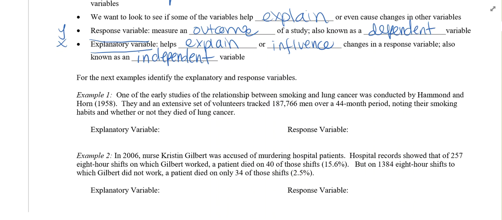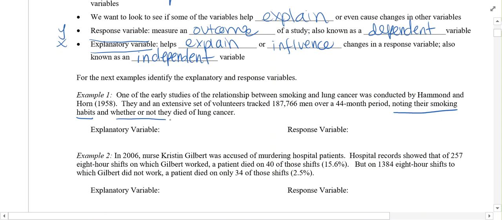Okay, so the two things that we're looking at, we know they're all men, but we're noting their smoking habits and then whether or not they died of lung cancer. So which one is going to be the explanatory variable? Okay, so it's going to be their smoking habits. It is going to help explain whether or not they died of lung cancer.